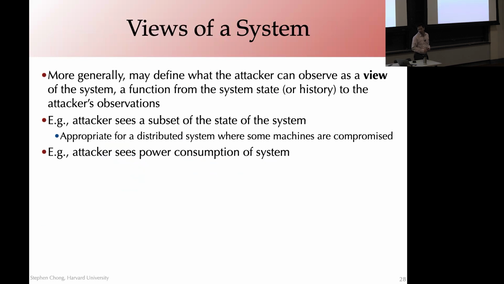More generally, we've been going through and talking about what an attacker can observe about a system. We can actually just generally describe a view of a system, a function from the system state, or maybe the history of the execution, to an attacker's observations. So the idea is that an attacker sees some subset of the execution trace, the execution's history.